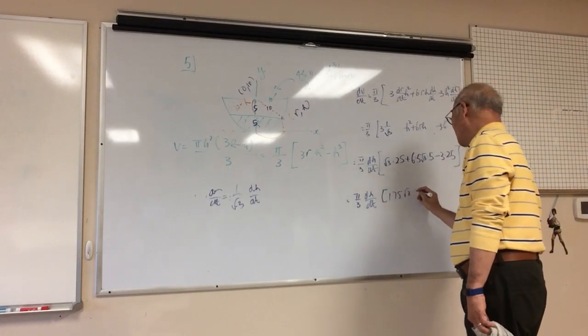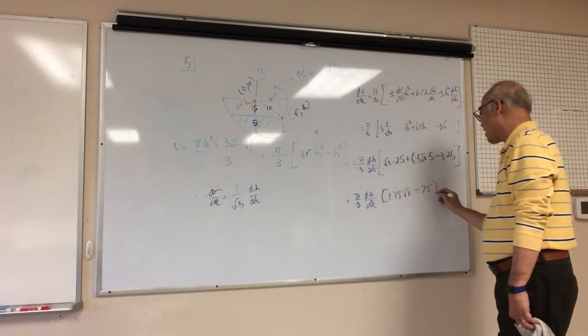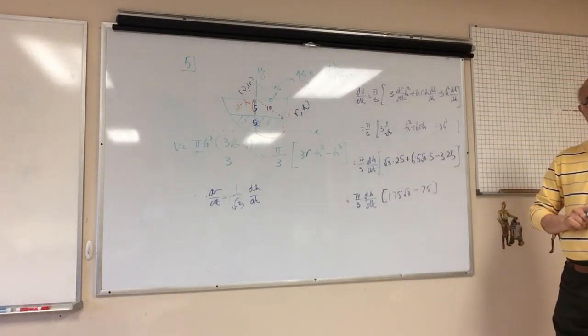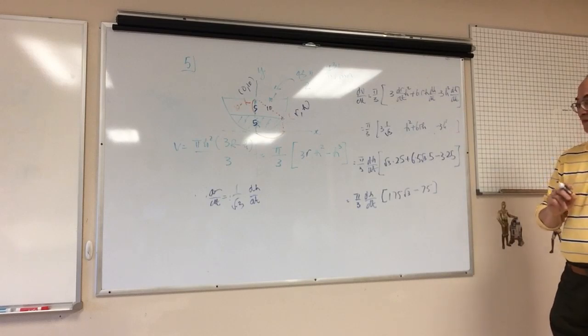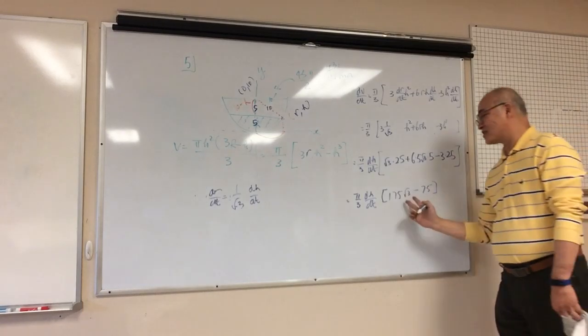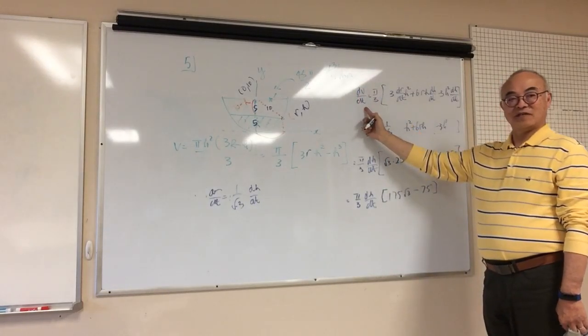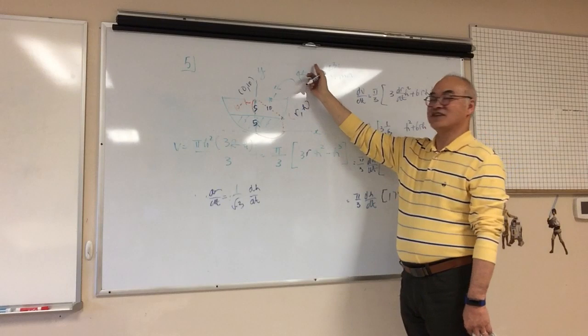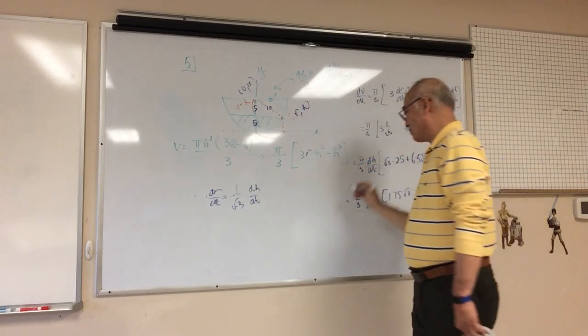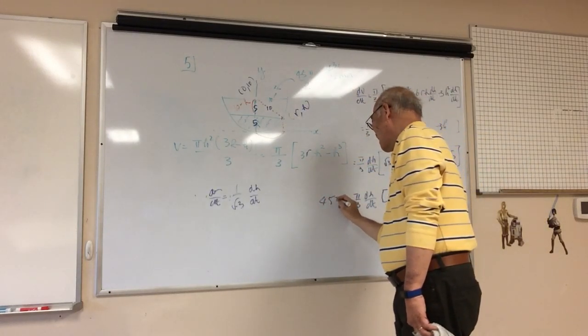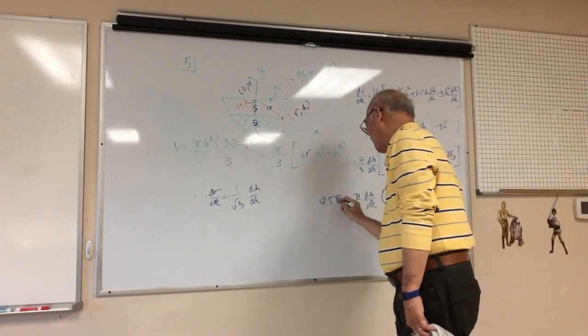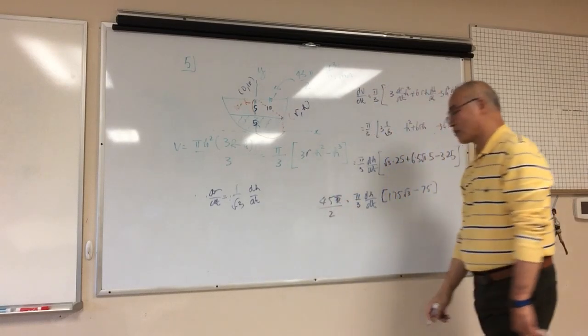175 root 3 minus 75. Look at how much writing you have. Now, why wouldn't we put just the pi over 3 back in there? We know that this is equal to dV/dt. We know dV/dt, the volume, is 45 pi over 2.